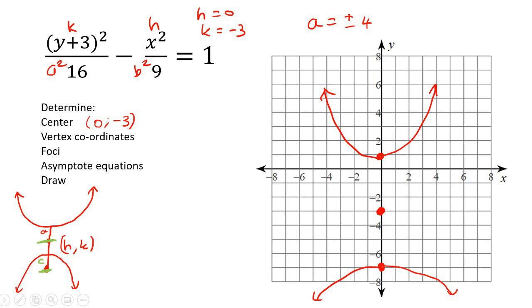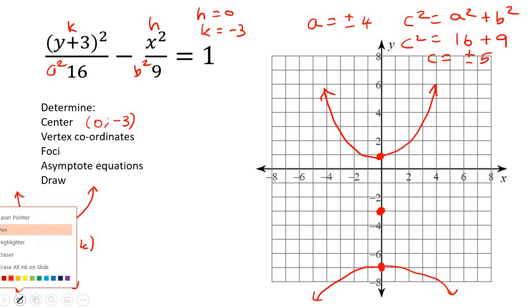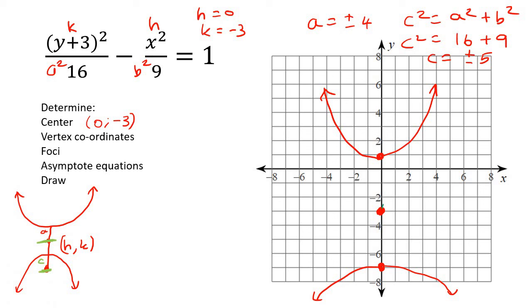Now we can find the value of c, because that's the focus. So we use this formula, a squared plus b squared. So that means c squared is equal to 16 plus 9. So if you had to work that out, c would be 5. Plus and minus 5. So we can go 5 up from the center and 5 down from the center. So if we go 5 up from the center, that's 1, 2, 3, 4, 5. So that's going to be there. And then 5 down from the center, 1, 2, 3, 4, 5. That would be over there.